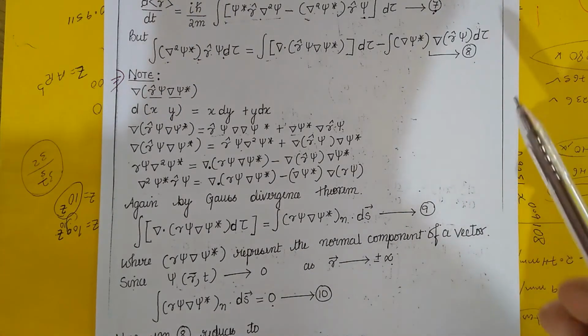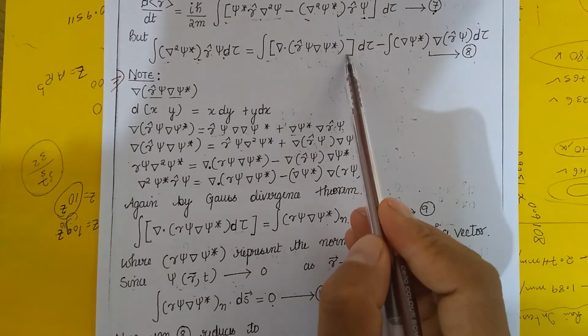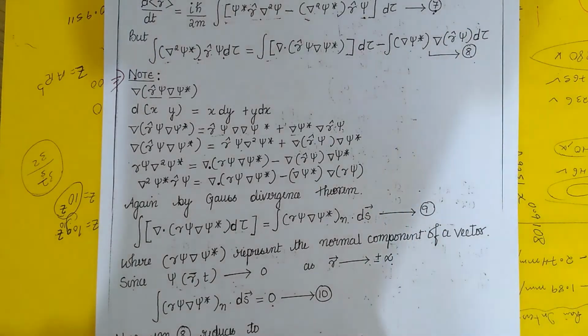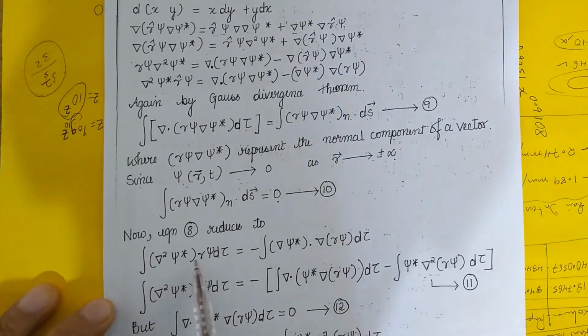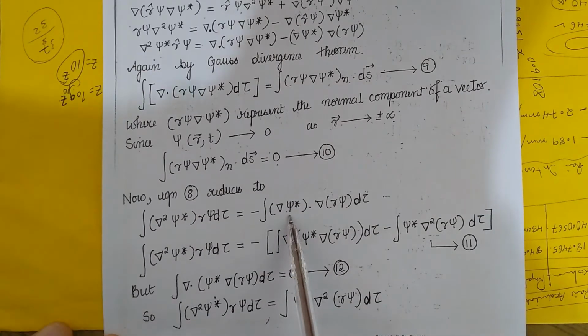So in equation 8, this term will become 0. So you are left only with this term. So equation 8 will reduce to this one. So one term on the right hand side is already 0. So only one term is left.